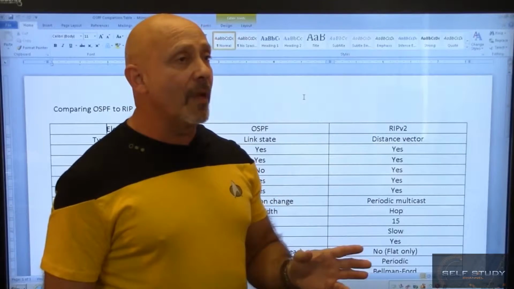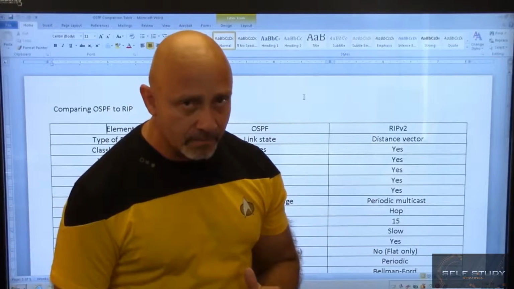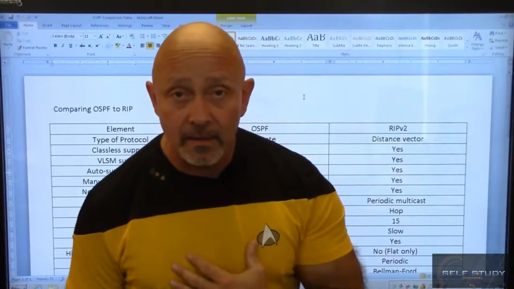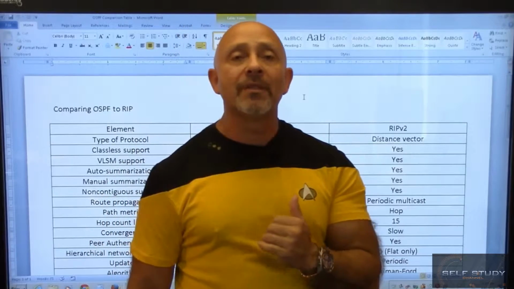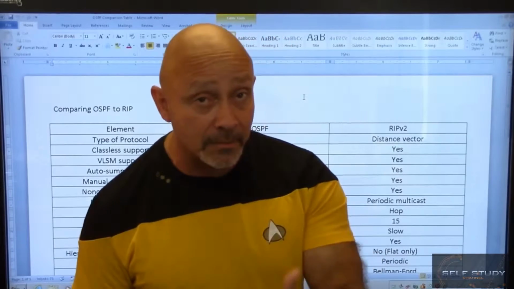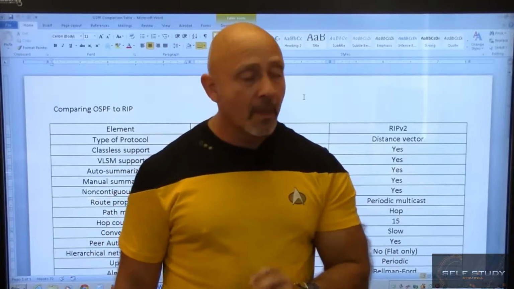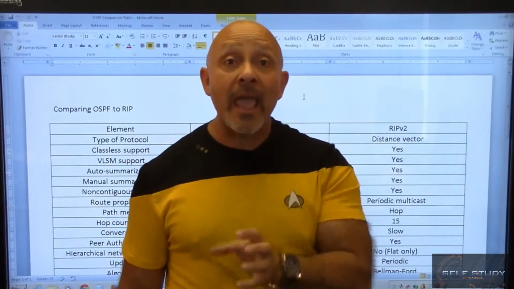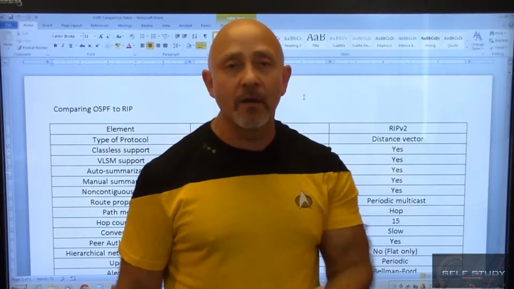With OSPF, remember, you have a process ID number and you have an area number. The process ID number, for our purposes in the CCNA, is locally significant. It is used for the stability of the database and to keep track of the database that it creates, the link state database. That's the database I'm talking about. All right, so that process ID number, that's what that does. The next number is the area number. The area number has to be the same for the CCNA. Again, I can't stress that enough.